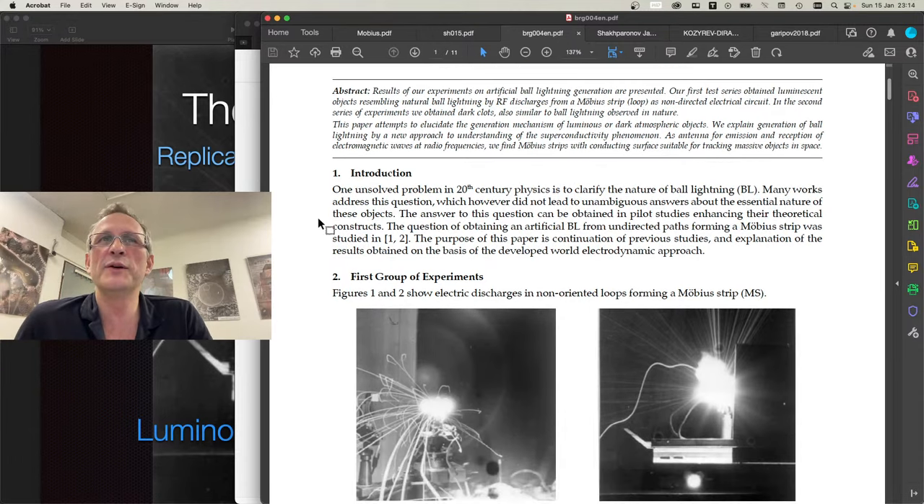Okay, so the introduction: one unsolved problem in the 20th century physics is to clarify the nature of ball lightning. Many works address this question, which, however, did not lead to unambiguous answers about the essential nature of these objects. The answer to this question can be obtained in pilot studies enhancing their theoretical constructs. The question of obtaining artificial ball lightning from undirected paths forming a Möbius strip was studied in 1 and 2. The purpose of this paper is continuation of previous studies and explanation of the results obtained on the basis of the developed world electrodynamic approach.